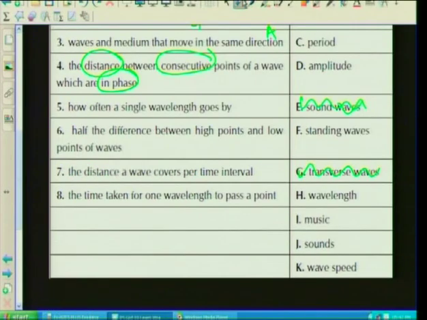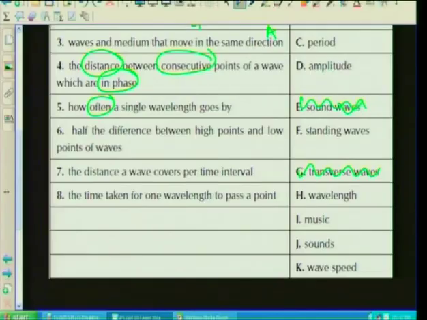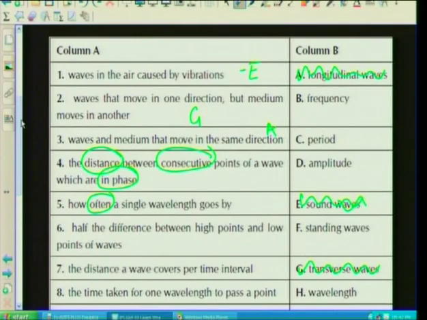Brilliant. Question 5. How often a single wavelength goes by? So what we're looking at here is, okay, if I'm looking at time and the waves can pass me and I'm looking at how often, we're looking at the frequency. How often? Okay, so now we look at our options and frequency is right here. It's B, so we can do frequency.